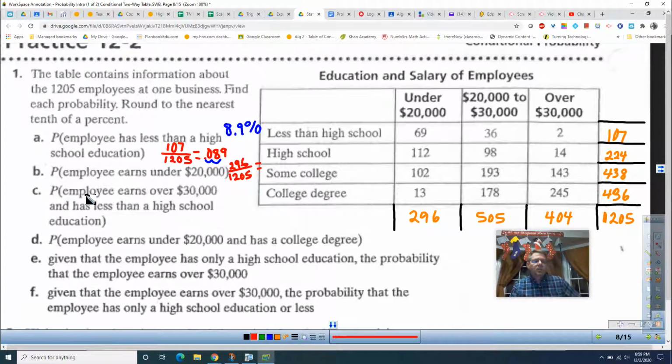All right, now C, employee earns over $30,000 and has less than a high school education. Now, is this just out of one category or the other? No, it's out of the entire company. So it's still 1,205 on our denominator, but our numerator has multiple conditions. So we're looking for an employee who earns over 30,000. That'd be this column right here, and has less than a high school education. Well, that'd be a whopping 2, right?